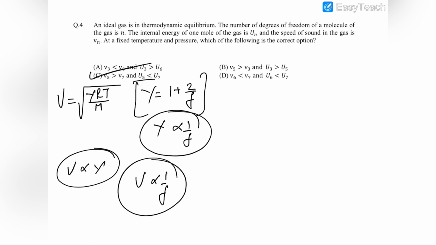You need not check the internal energy, and in case you want to check the internal energy, then you can write down the internal energy as NfRT by 2. So U is directly proportional to f. Now we move on to the next question.